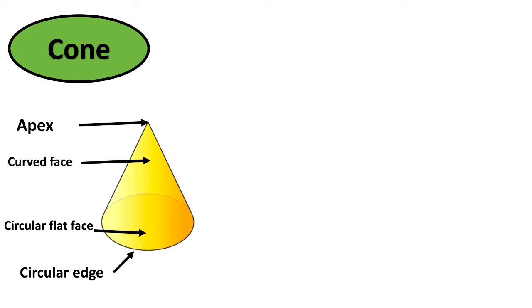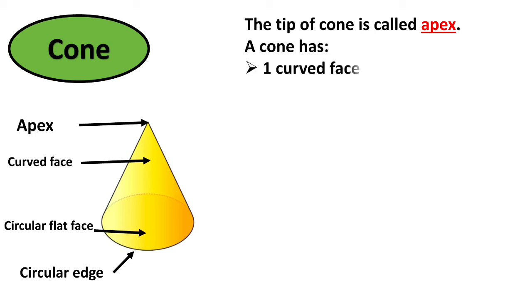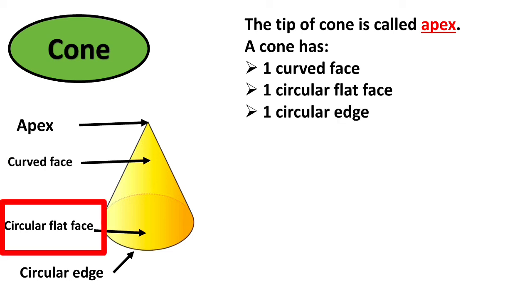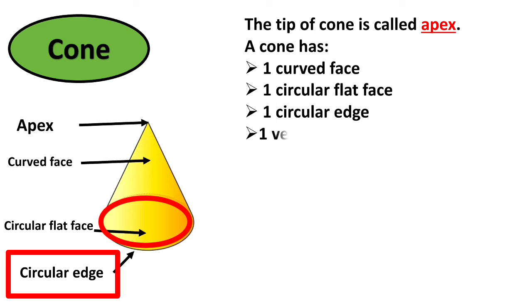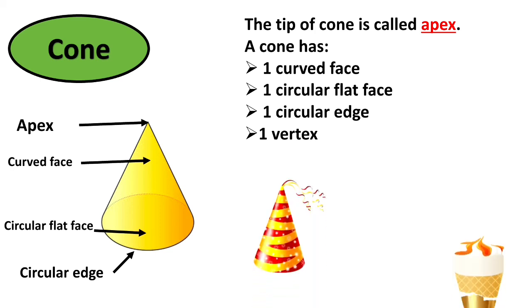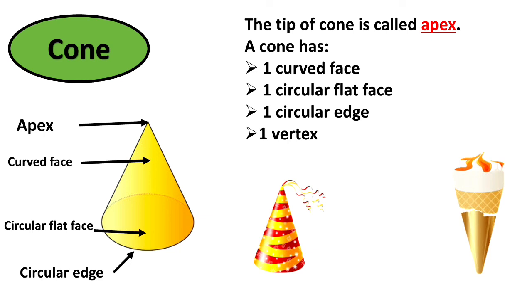And the circular edges. The circle one is called the circular edge. The tip of the cone is called the apex. A cone has 1 curved face and 1 circular face. If you see in the figure, 1 curved face is shown with an arrow and 1 circular flat face is shown with an arrow. And 1 circular edge. And only 1 vertex is there in a cone. I told you, for example, a birthday cap and an ice cream cone are in the shape of a cone.